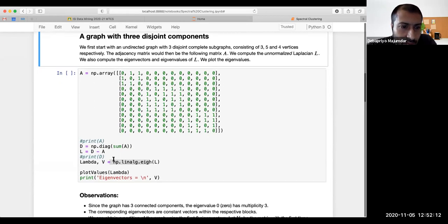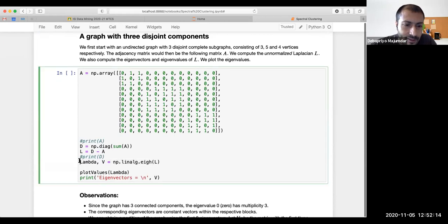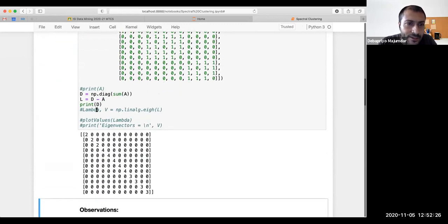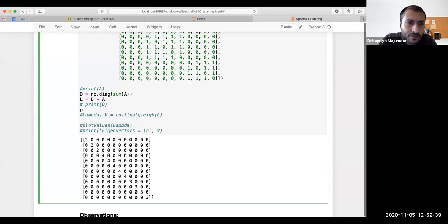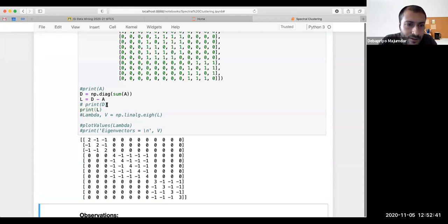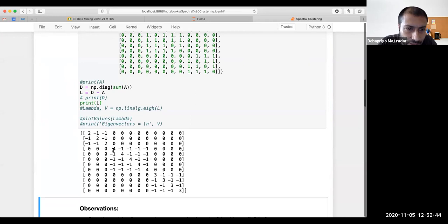All right. So now what we can do is, since we are doing this slowly, let's also quickly see what my degree matrix looks like. The degree matrix is this, right? The first 3 have degree 2, the next 5 have degree 4, and the next 4 have degree 3. Okay. And similarly, if you print the Laplacian, you're going to get again block Laplacians, like this is L1, L2, L3 kind of block Laplacian.